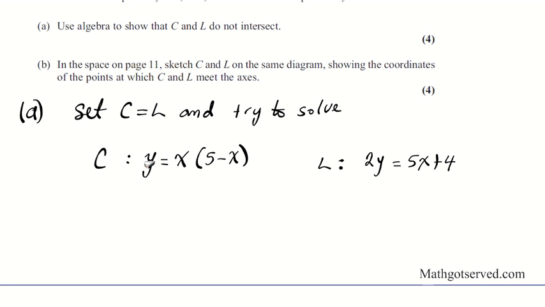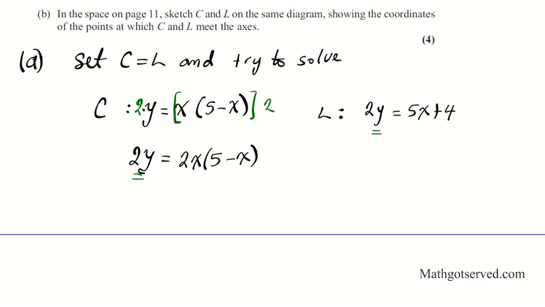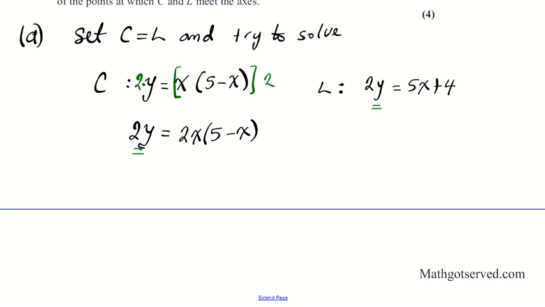We can just double this. If we double line C, multiplying both the left side and the right side by 2, we get 2y equals 2x times 5 minus x. Now I'm going to set 2y for line C equal to 2y on line L. That gives me the equation 2x times 5 minus x equals 5x plus 4.